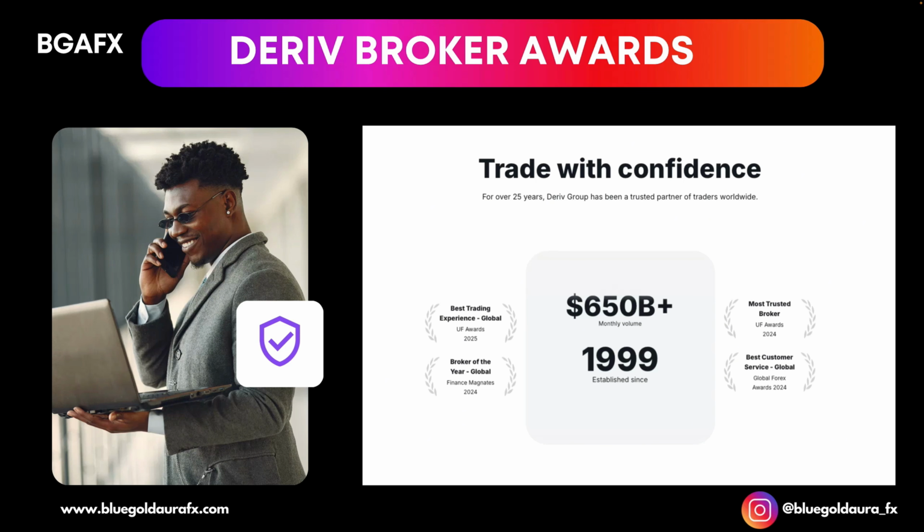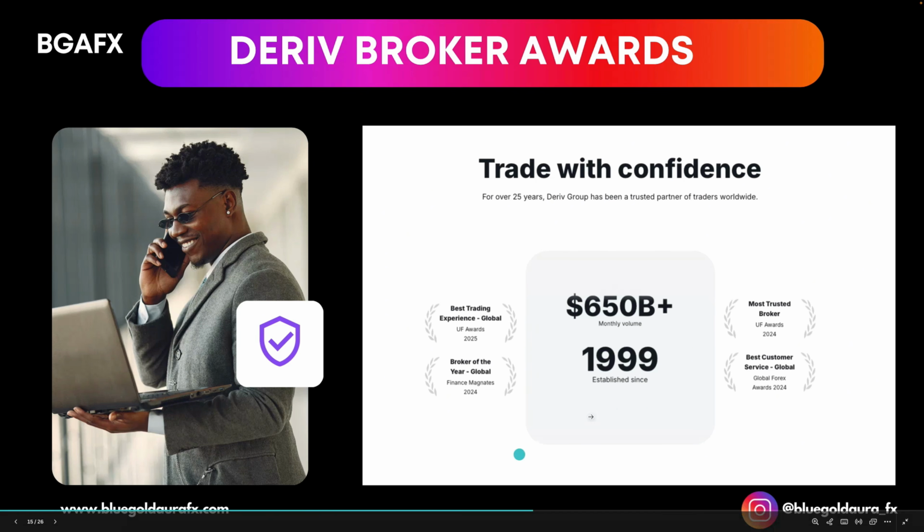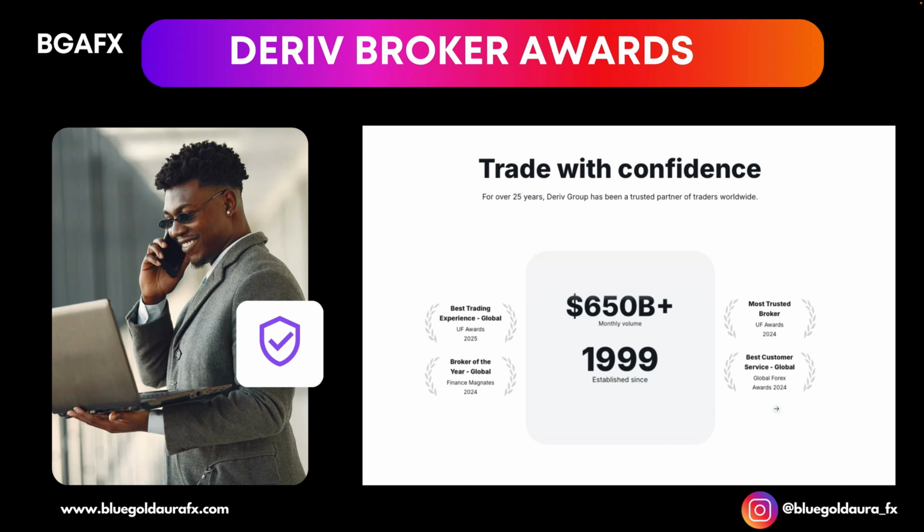In 2024, with Finance Magnates, they won Broker of the Year across the globe. And in 2024, again with the UF awards, they won the Most Trusted Broker. Let me repeat that, the Most Trusted Broker in 2024. In 2025, they also won an award with Global Forex Awards, the Best Customer Service Award. Yes, they do have the best customer service. If you have a query or anything, the support team is quick.